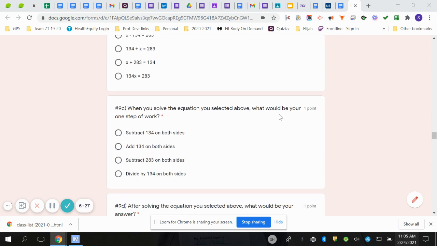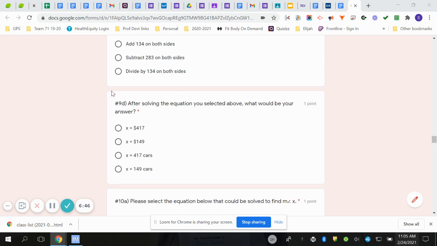When you solve the equation you selected above, what would your first step of work be? Subtract 134 on both sides, add 134 on both sides, subtract 283 on both sides, or divide by 134 on both sides. 9D. After solving the equation you selected above, what would be your answer? Choose your answer and make sure you have the correct label.